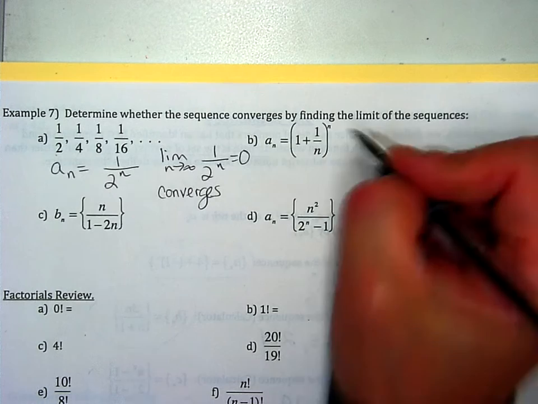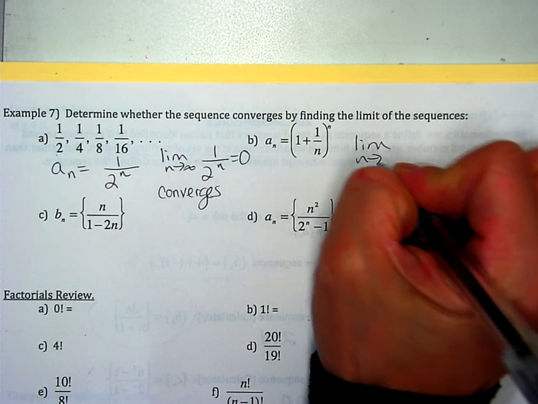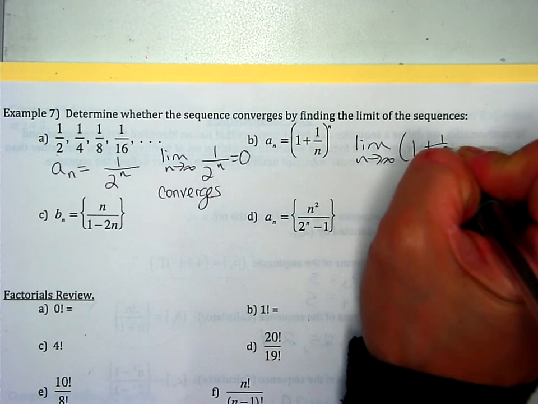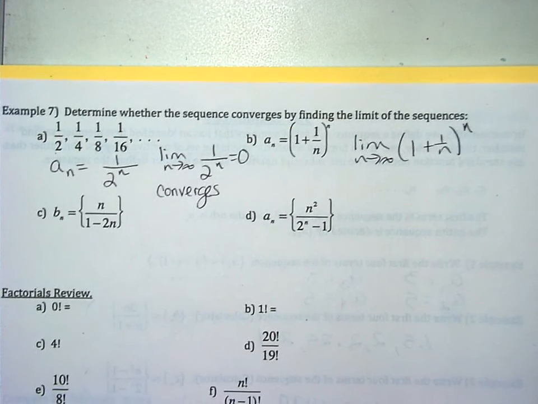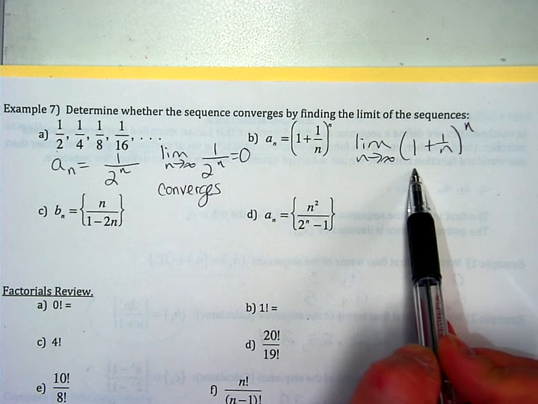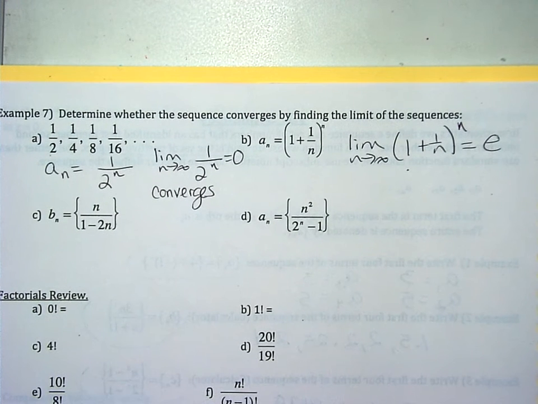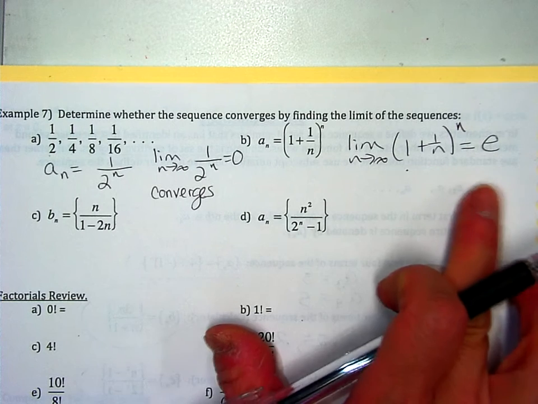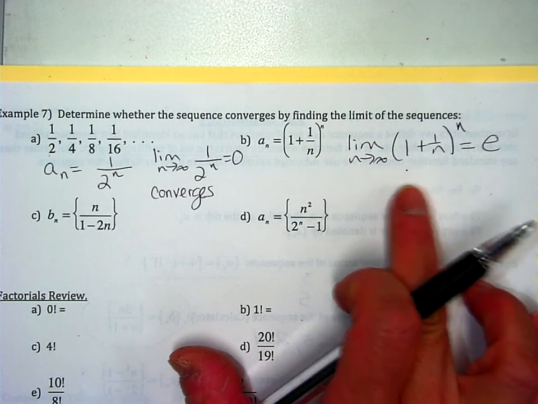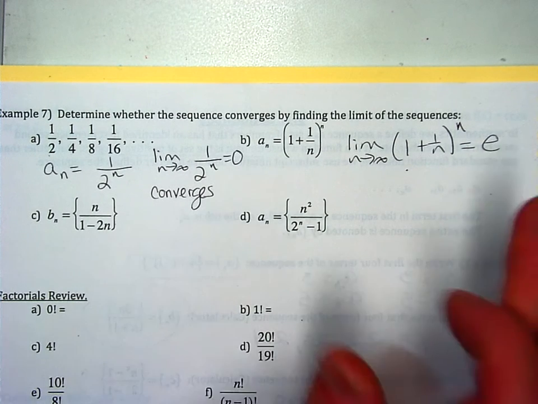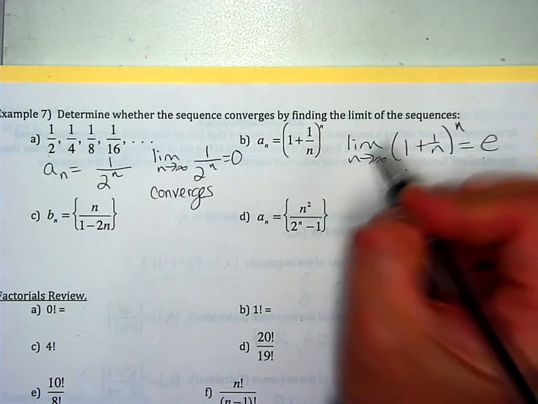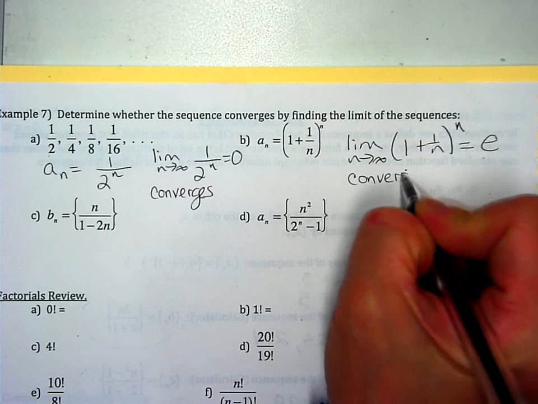B, I am given a general term, so I'm going to go ahead and take this limit. This limit may not be something that you know intuitively, but this is from chapter 6. This is the definition of the number e. You should have a note card on this from chapter 6. So this limit is e. Because this approaches a number, we say that it converges to e.